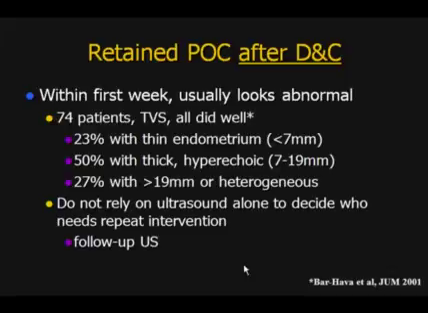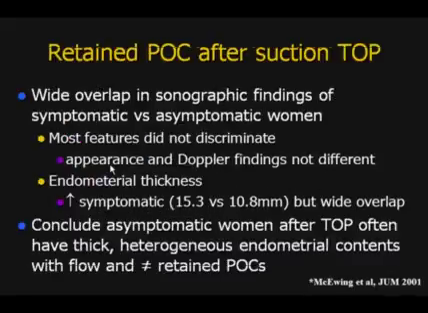And again, all these patients did well, so we might be particularly concerned about this latter group with more than 19 millimeters or heterogeneous, but maybe even this middle group. So most of these patients, it looked abnormal. They still did well after a D&C. So it looks like even in these patients, or particularly in these patients, you cannot rely on ultrasound alone to decide who needs further intervention. You probably need to follow them up with ultrasound in many cases.